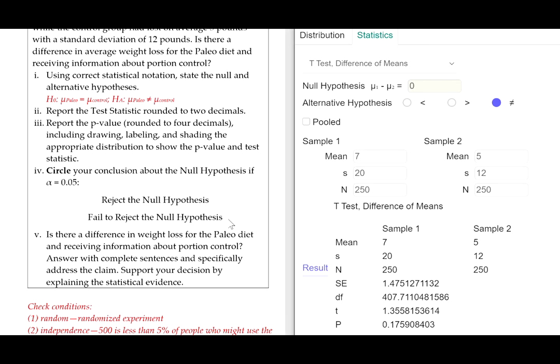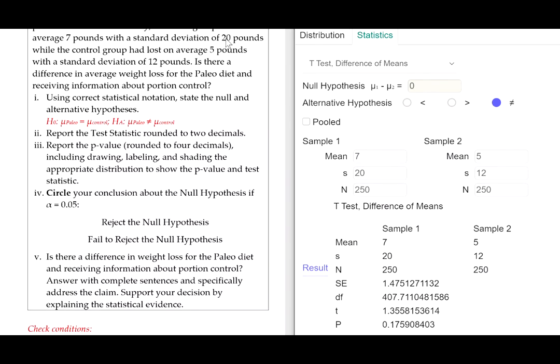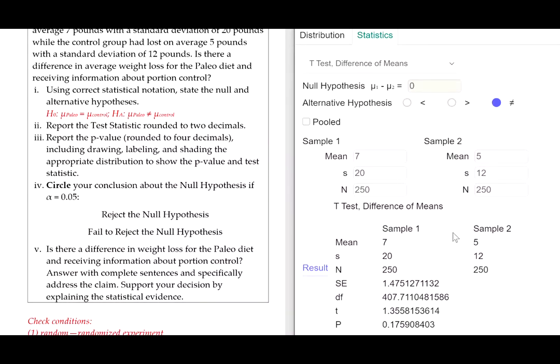They told us that the paleo group lost 7 pounds with a standard deviation of 20, and there were 250 individuals in that group. The control group lost 5 pounds with a standard deviation of 12, and there were 250 individuals in that group as well. The output gives us the test statistic. Here's the t value, which is 1.36 rounded to 2 decimal places. The p-value is given right below it. P equals 0.1759. That's our p-value rounded to 4 decimal places.